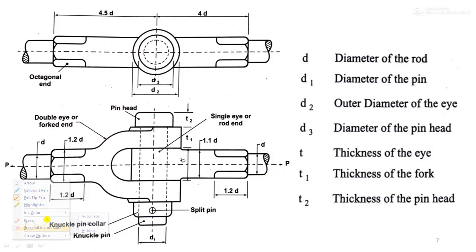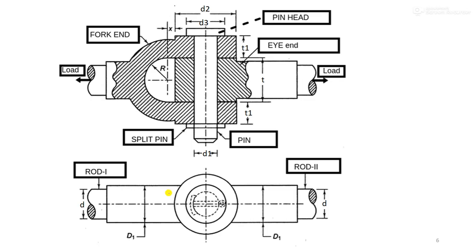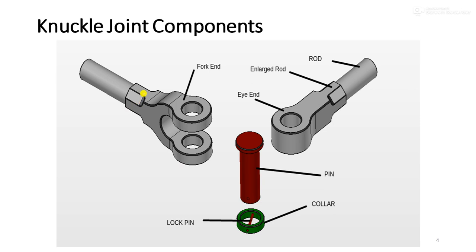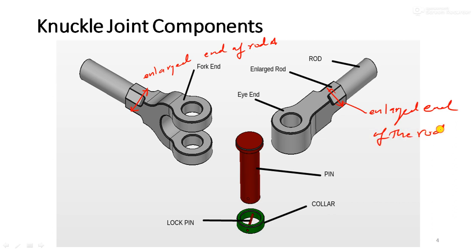Now the remaining dimensions, which are important: you can see this 1.2D and 1.1D. Now what are this 1.2D and 1.1D? These are nothing but diameters. This is the enlarged end of the rod. This is called the enlarged end of the rod A, and this one is called the enlarged end of the rod B, or the eye end, and this A is called the fork end.